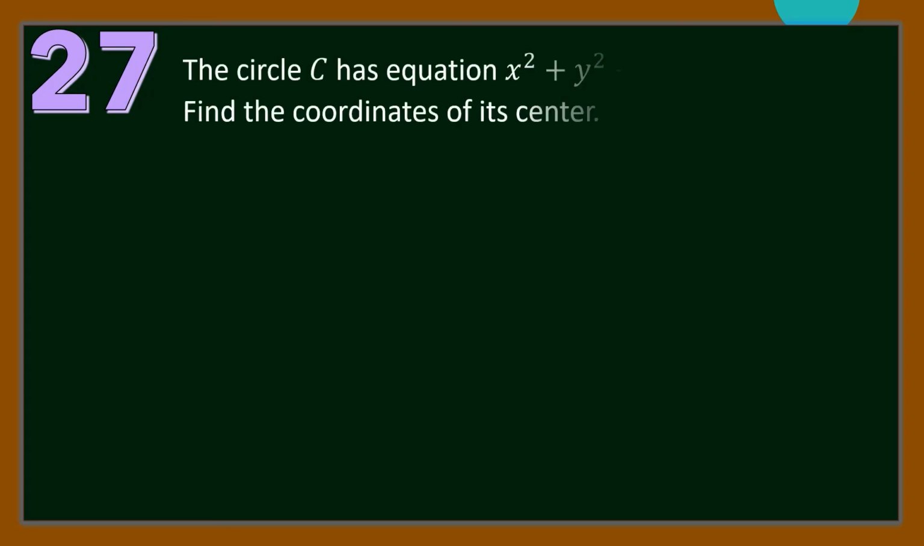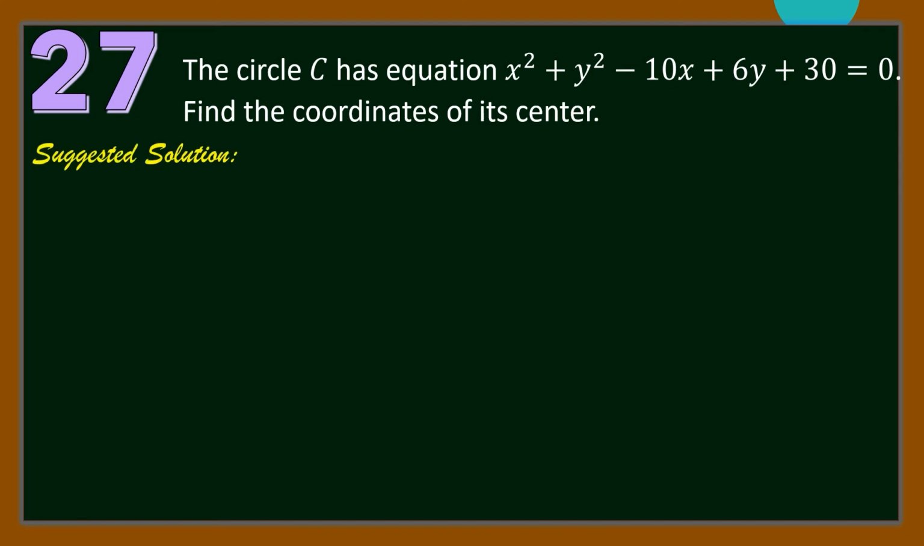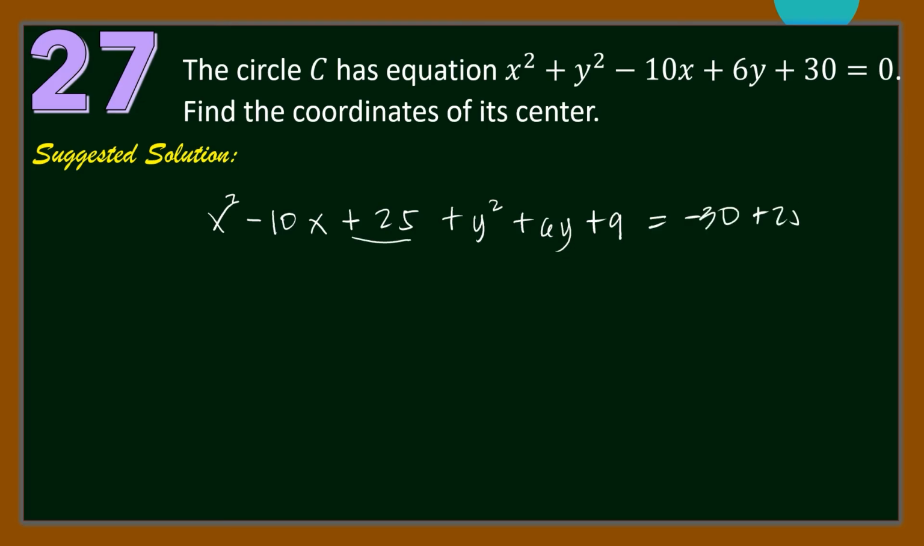Number 27. Circle C has equation x squared plus y squared minus 10x plus 6y plus 30 equals 0. Find the coordinates of its center. For our solution, let us transform the equation into center-radius form. So we have x squared minus 10x plus 25 plus y squared plus 6y plus 9. Then we have negative 30 plus 25 plus 9.